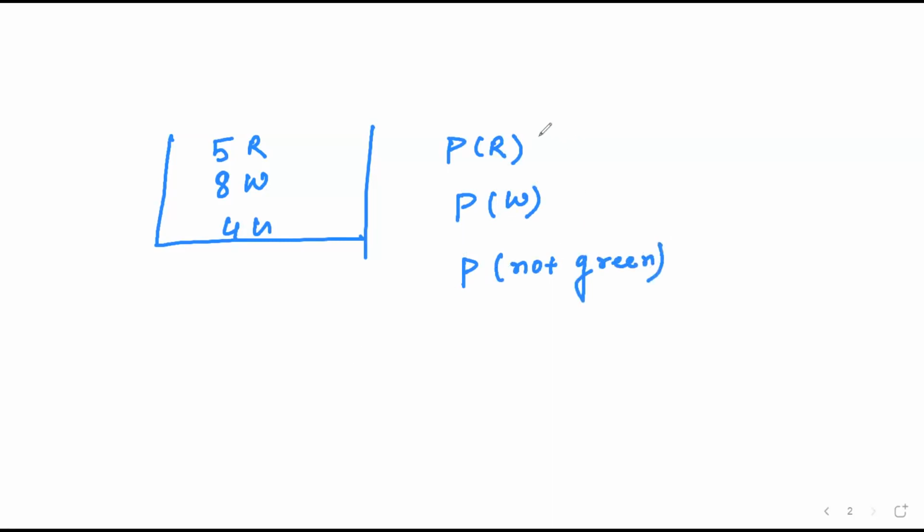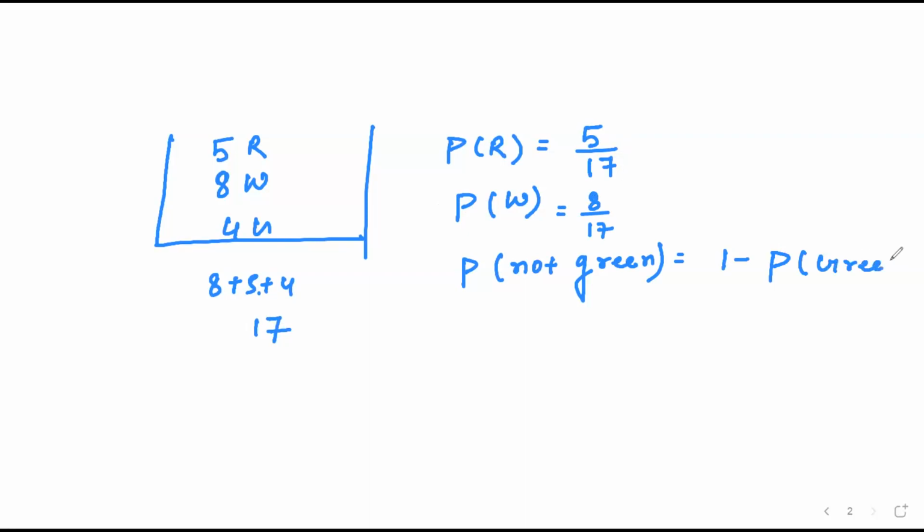Okay. So the probability of the marble taken out being red will be 5 divided by the total number of marbles. So 8 plus 5 plus 4. Is it 17? So the probability of getting red is 5 by 17. Probability of getting white is 8 by 17. Yes or no? And the probability of not getting green will be 1 minus the probability of getting green. Right? Yes, ma'am. So 1 minus what is the probability of getting green? That will be 4 divided by 17.